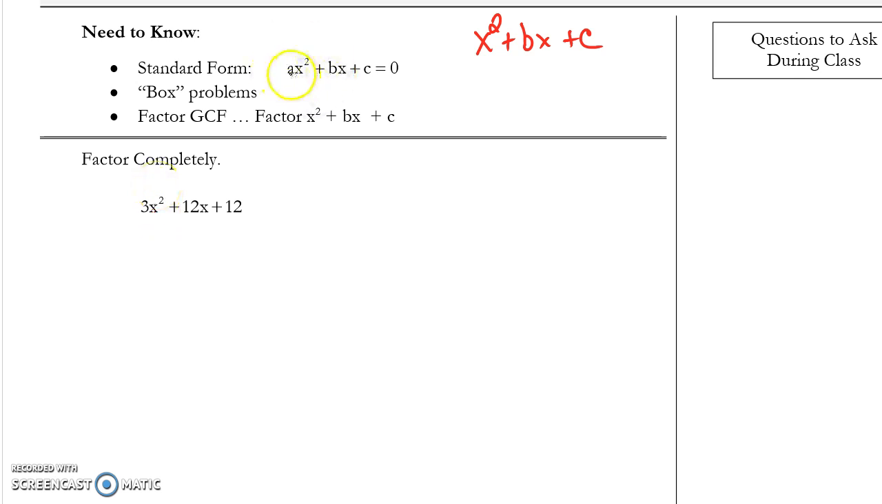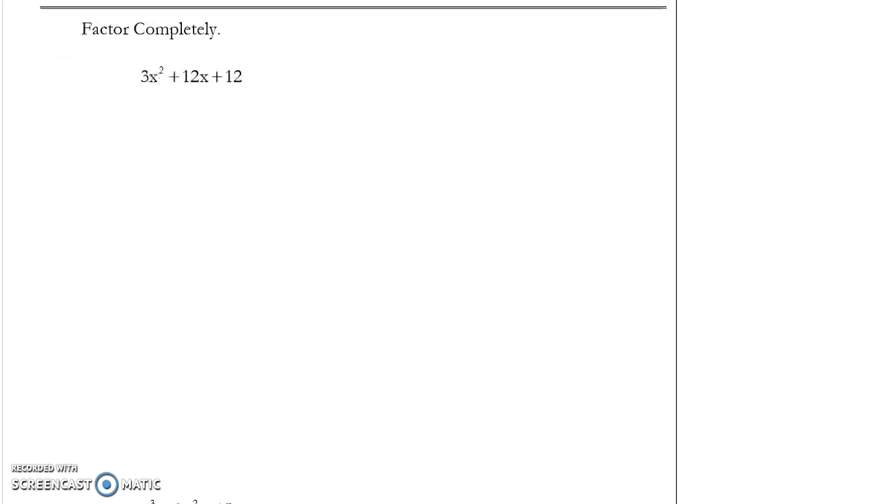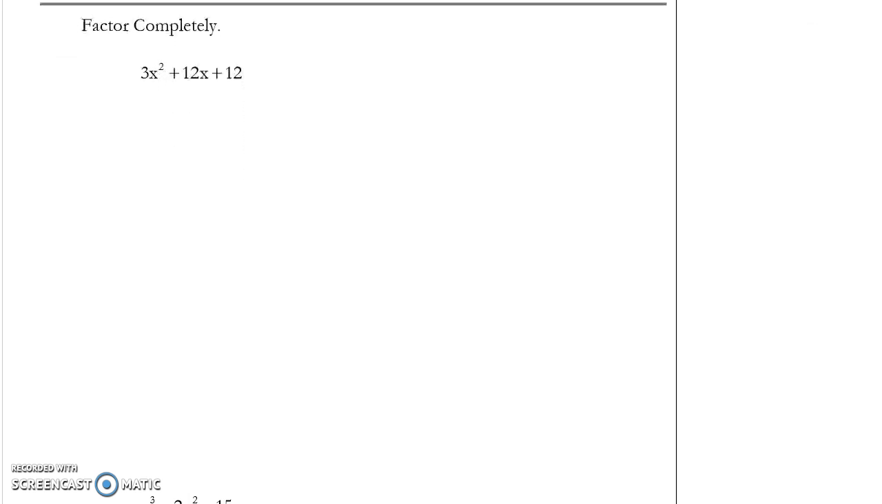So we have to again make sure we understand that all of these trinomials need to be in standard form first. We need to be able to do box problems still, and we're also going to be bringing back factoring a GCF, because that's the key to this. The key is doing both GCF and box problems in the same problem, and you have to look for that as soon as you see a number in front of your x squared. That means first and foremost look for a greatest common factor.